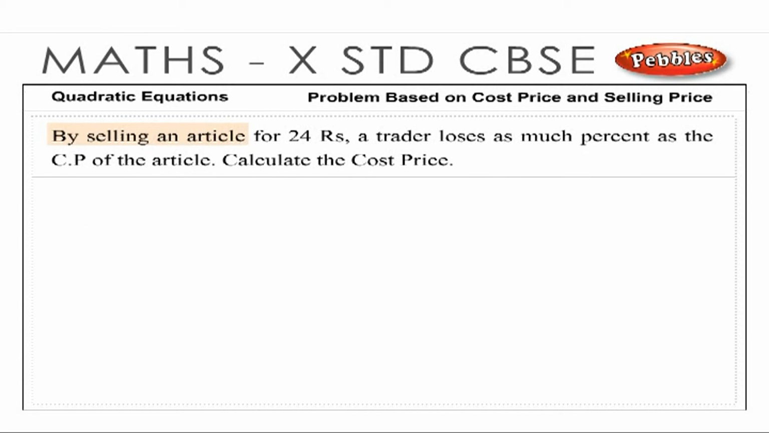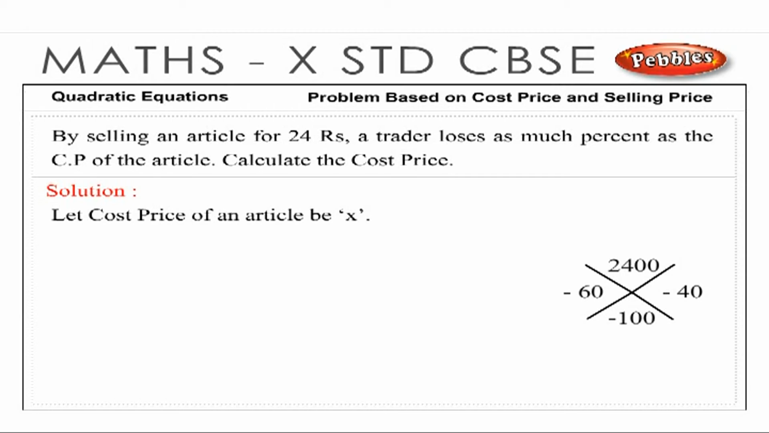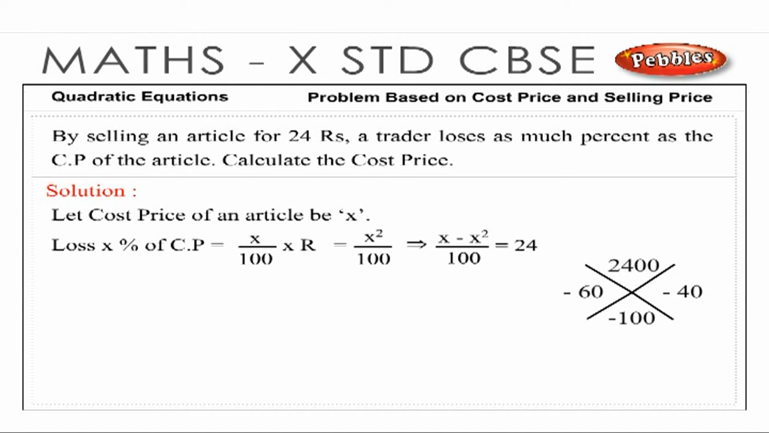By selling an article for 24 rupees, a trader loses as much percent as the CP of the article. Calculate the cost price. Solution. Let cost price of the article be x. Loss is x percentage of the cost price, which is x by 100 into x, equal to x square by 100. x minus x square by 100 is equal to 24.